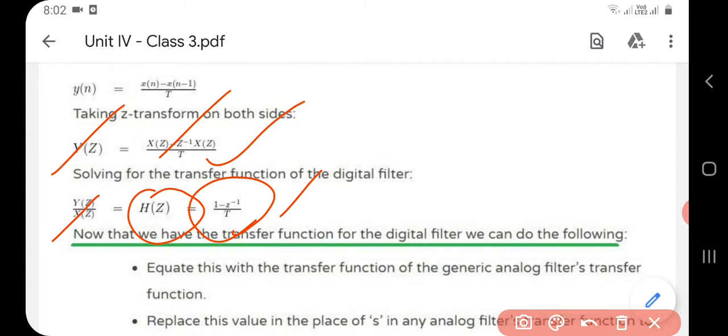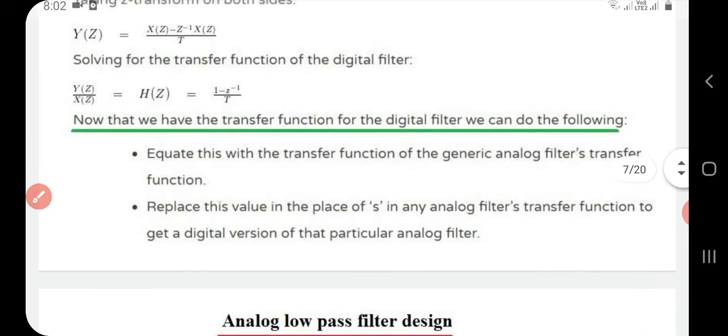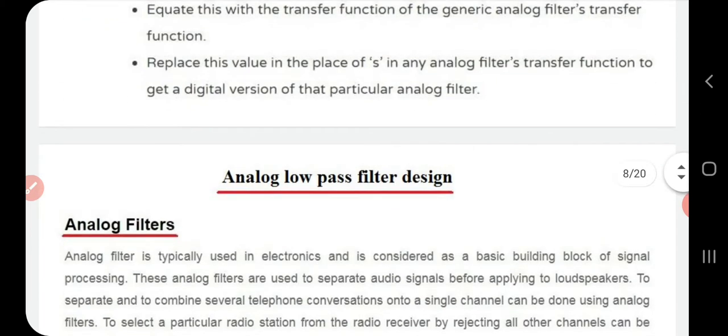Now that we have the transfer function for digital filter, we can do the following. What are the steps? Equate this with the transfer function of the analog filter, and finally replace the value in the place of s in any analog filter transfer function to get the digital version of that particular analog filter. This is how we use the transfer function in order to convert an analog filter to a digital filter.